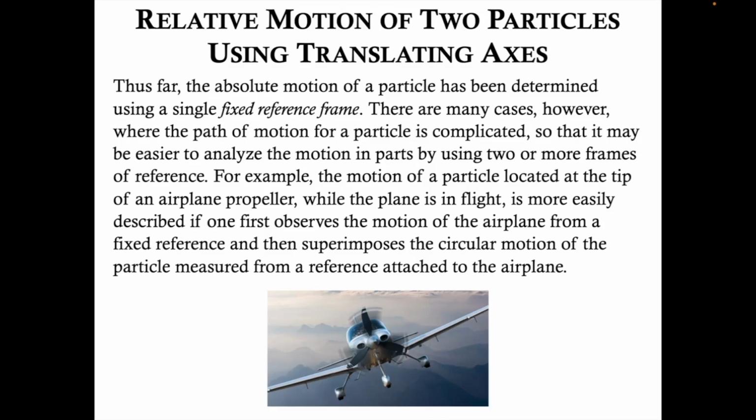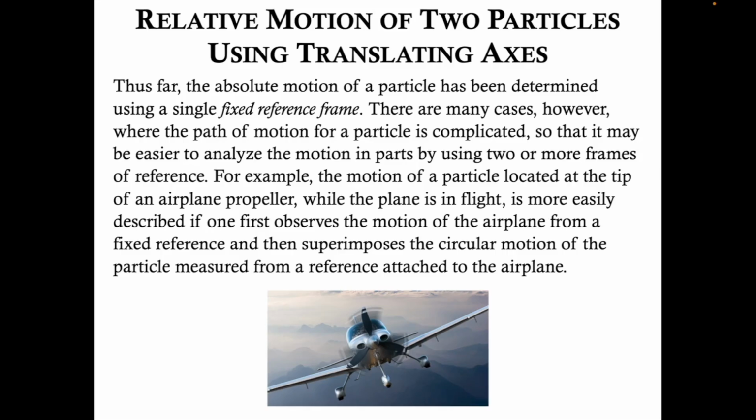So thus far, the absolute motion of a particle has been determined using a single fixed reference frame. There are many cases, however, where the path of motion for a particle is complicated, so that it may be easier to analyze the motion in parts by using two or more frames of reference.